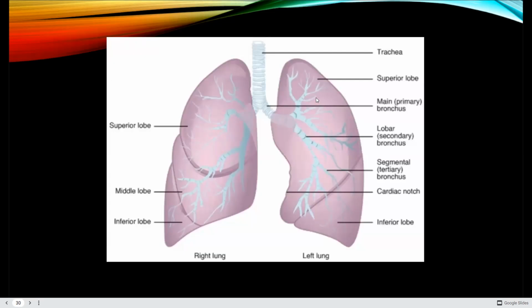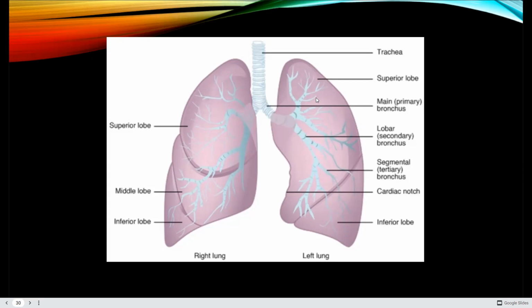So, as you can see, this is your left lung and this is your right lung. It is slightly smaller. Your cardiac notch is located here. This is room for the heart to move. Your lung is actually divided into lobes. We have superior, middle, and inferior, so it is just easy. Superior, middle, in the middle, and the inferior, which is in the lower part.